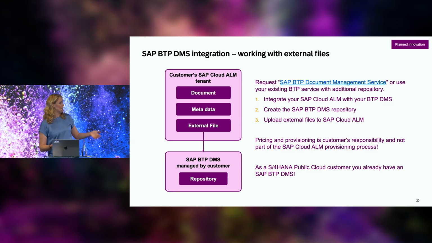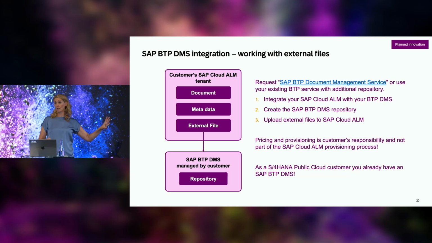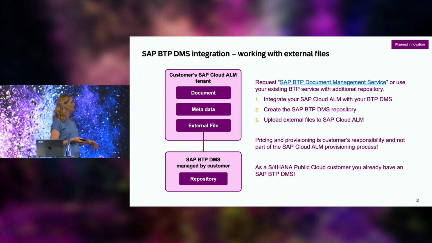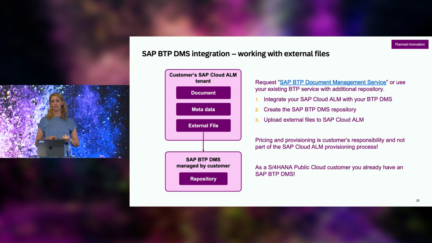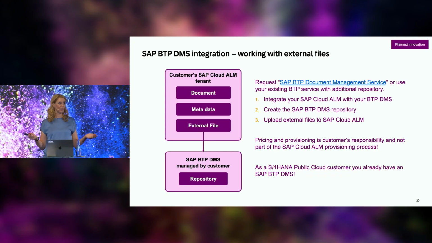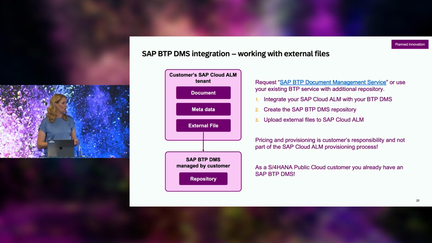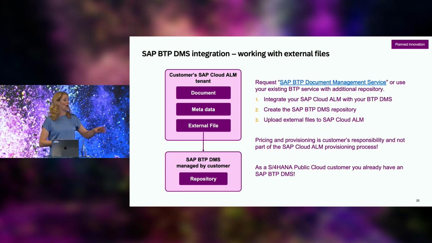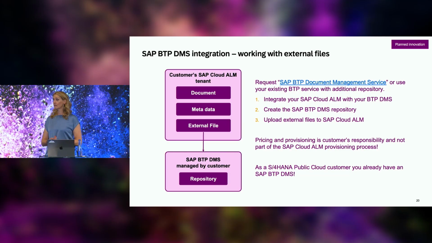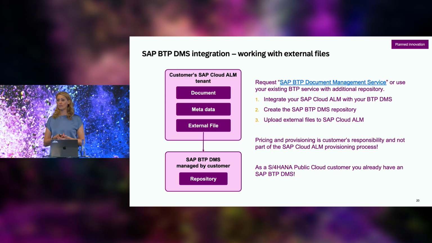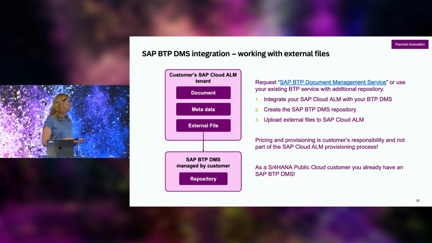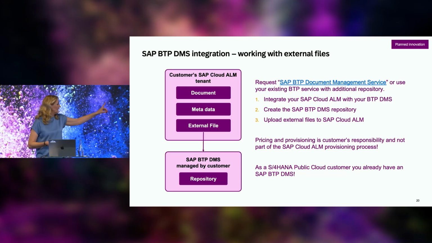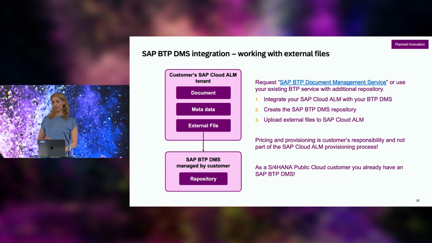What we do in Cloud ALM is we say if you want to go with external files, if you want to upload your files to Cloud ALM, you need to bring the BTP DMS storage. Because again, as part of the fair usage policy, we will not be able to give you, I don't know how many gigabytes you need for all your documentation. However, you can use your BTP DMS, very easy in the BTP, create your own tenant, or request your own tenant, create a repository there, and that's why I said it's managed by the customer. And you don't have to do it.